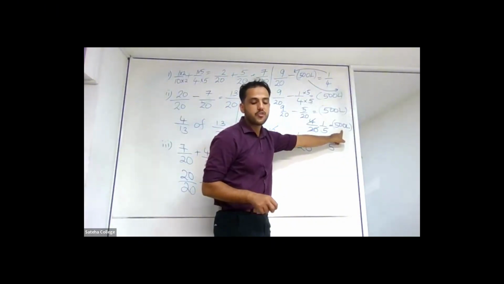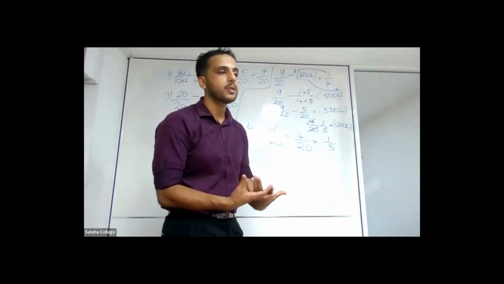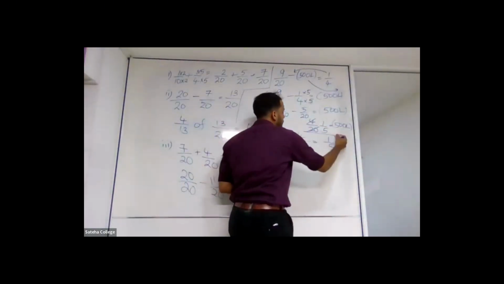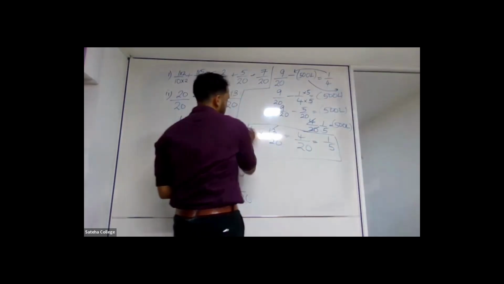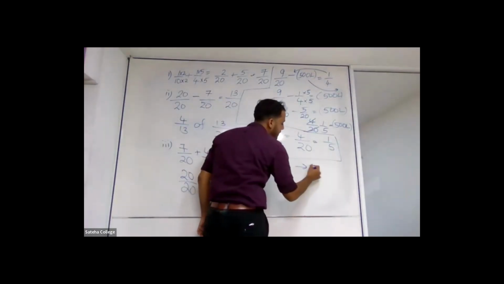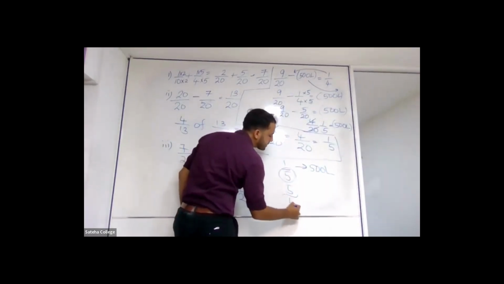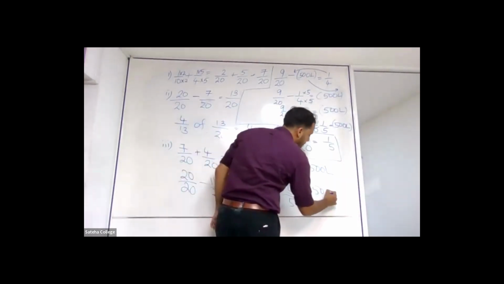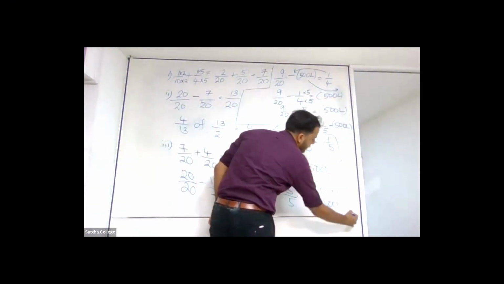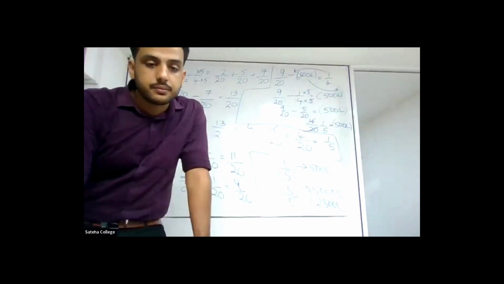Now the question: find the capacity. What is the total volume of the tank? Now 1 part is equal to 500 liters. So if 1 part is equal to 500 liters, you have to find what 5 parts are. That is 500 multiplied by 5, which is equal to 2500 liters. Is that clear, everyone?